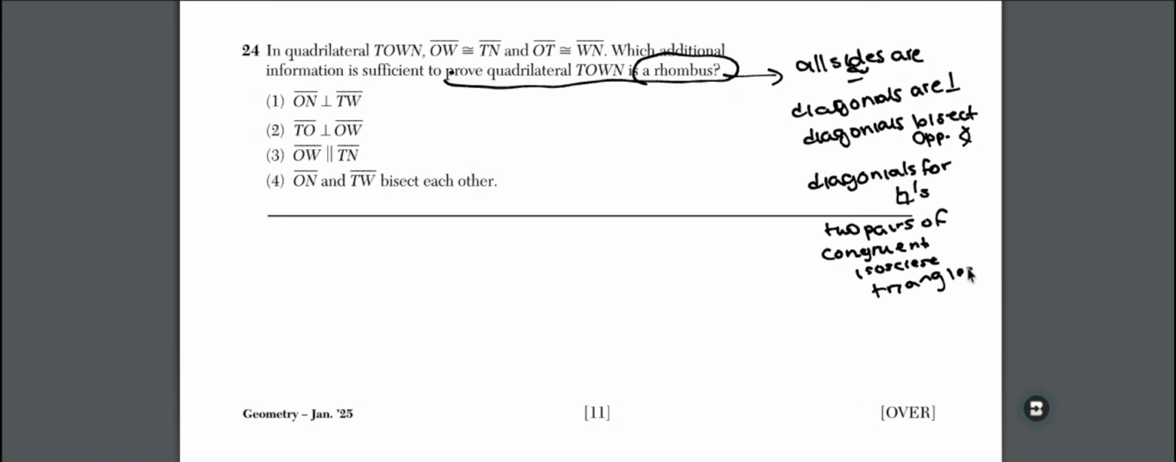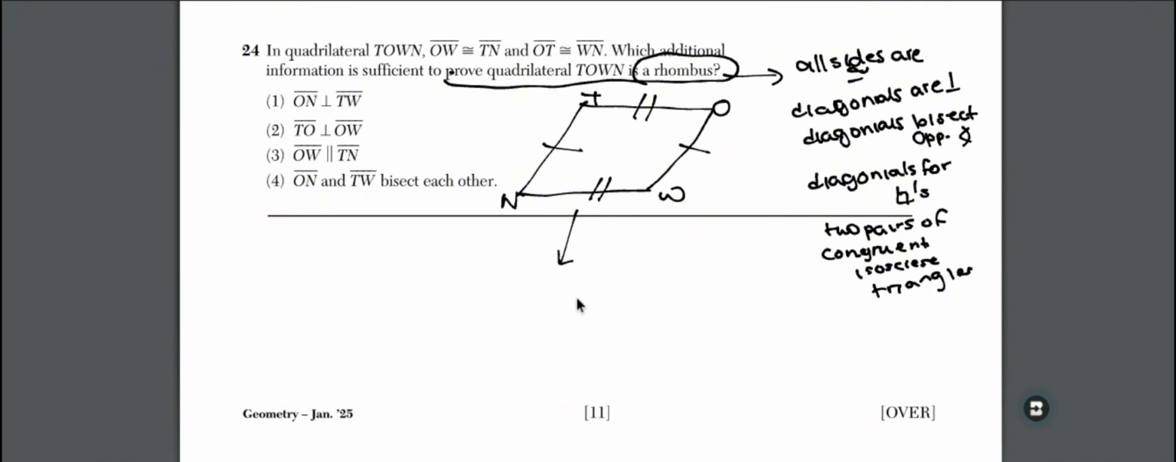Triangle. So I have my quadrilateral right here, and I need to prove it's a rhombus. So it tells me I have T, O, W, N. It tells me that OW is congruent to TN and OT is congruent to WN. Prior to proving it's a rhombus, I can already prove that it's a parallelogram because opposite sides are congruent. So this is already a parallelogram. So that doesn't help me to prove it's a rhombus.